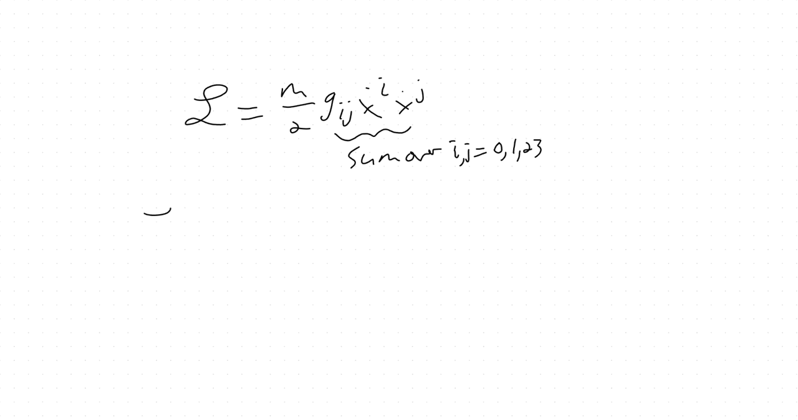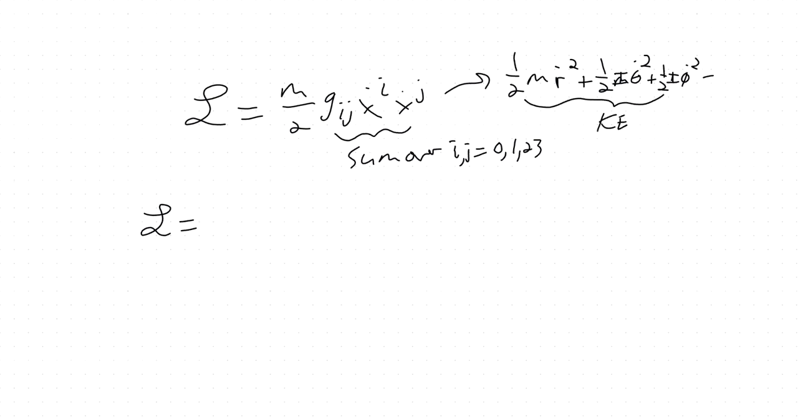We can 100% talk about where this comes from. This is analogous to 1/2 m r dot squared plus 1/2 m theta dot squared, or I guess it would be I theta dot squared because you need moment of inertia, plus 1/2 I phi dot squared. That's kinetic energy in Newton. We'll review this when we do orbits.